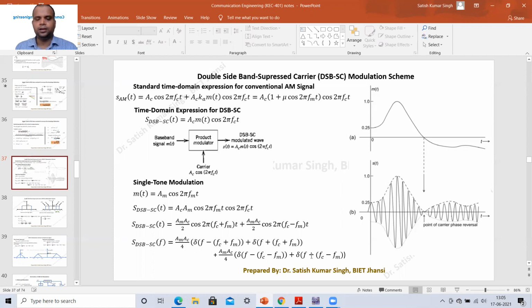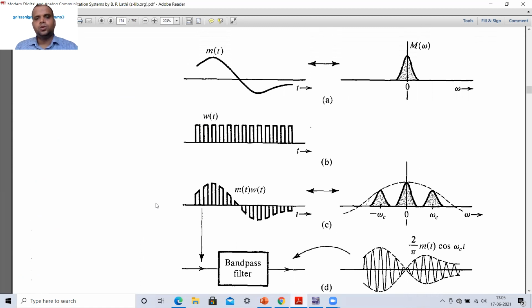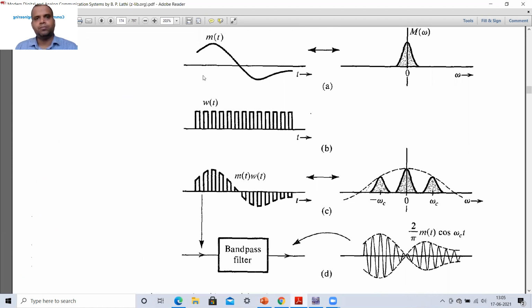We can look at what the circuit configuration will be, and I am going to explain that circuit configuration. Here you can see that we have this type of message signal. In the case of the ring modulator, if you remember, we need to give a symmetrical square wave. Then these two have to be multiplied, and then we are going to get this type of waveform.